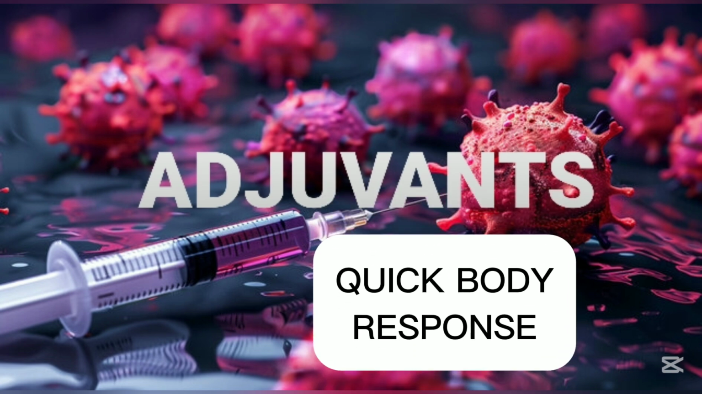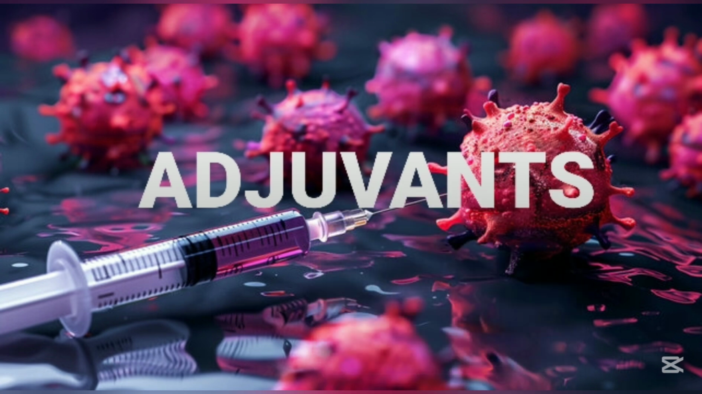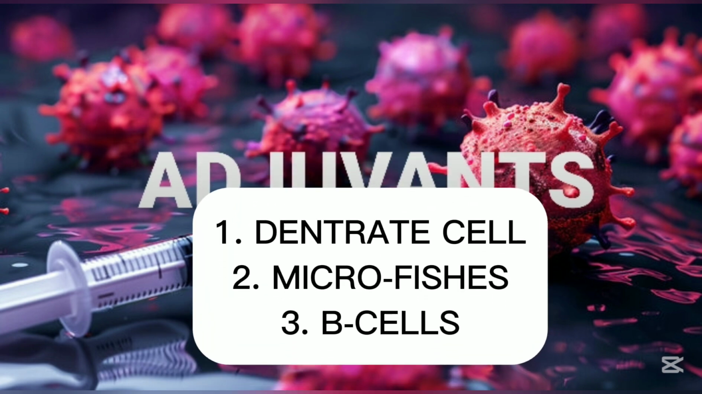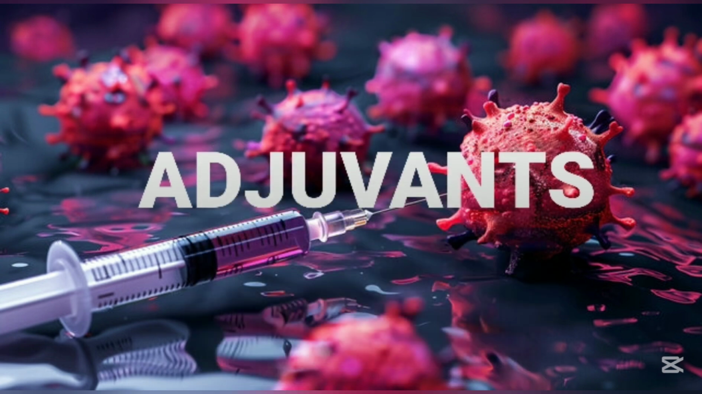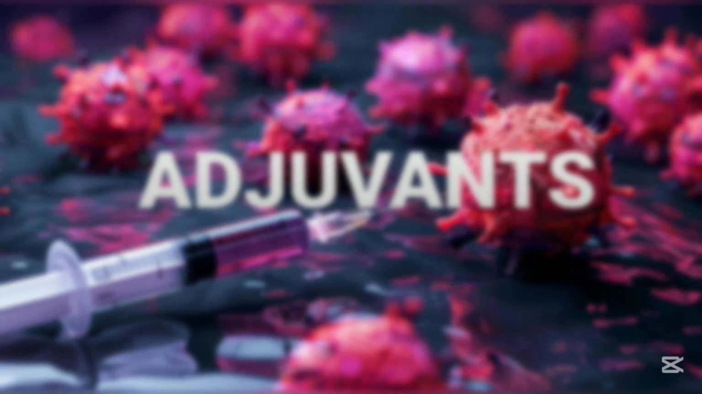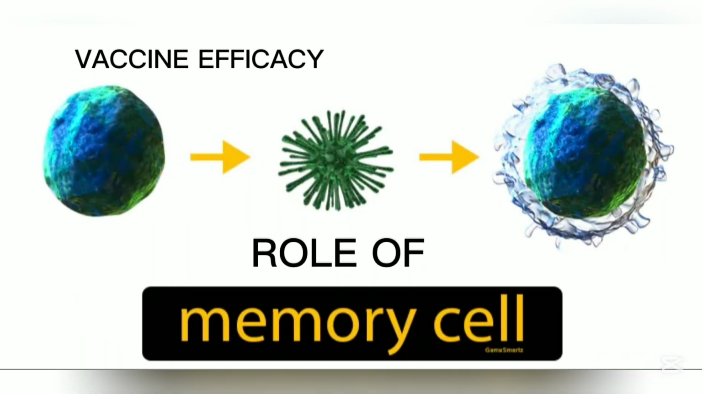Adjuvants also help activate antigen presenting cells such as dendritic cells, macrophages, and B cells. And lastly, talking about adjuvants, they help the body produce memory cells like B cells and T cells, which are responsible for long-term immunity. And we'll go to the roles of memory cells in vaccine efficacy.